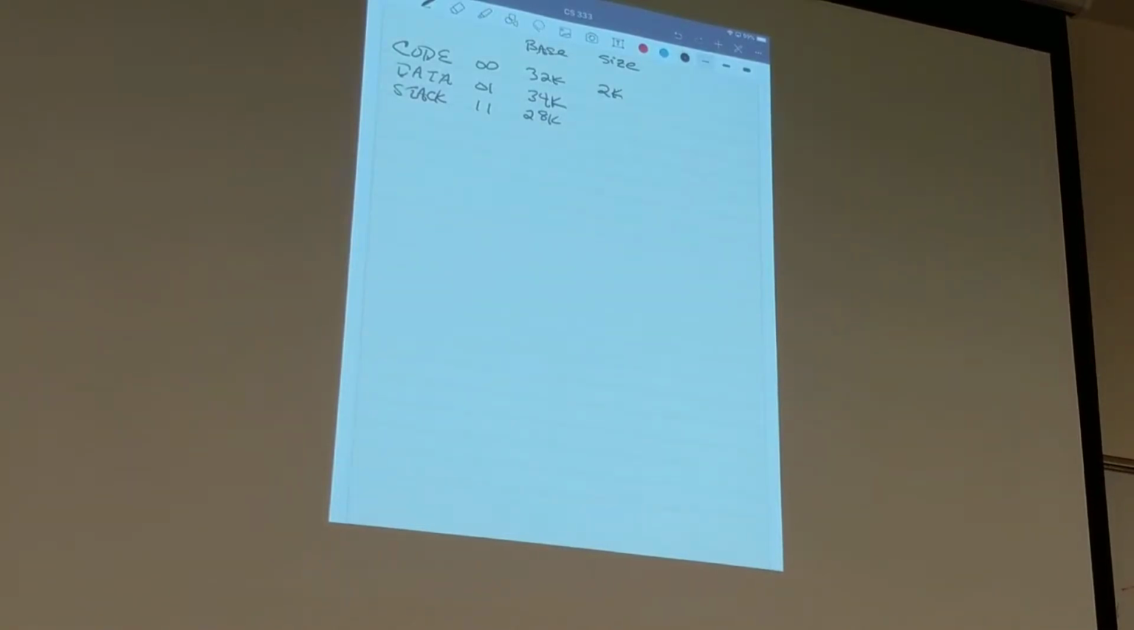So, we're going to say each of these is 2K. Now, the book talks about tracking which direction segments grow. Do they grow in a positive direction or a negative direction?